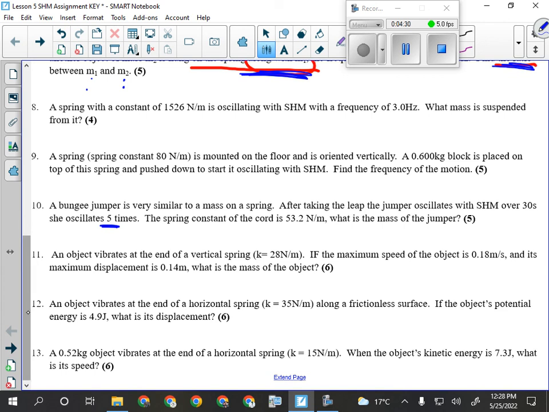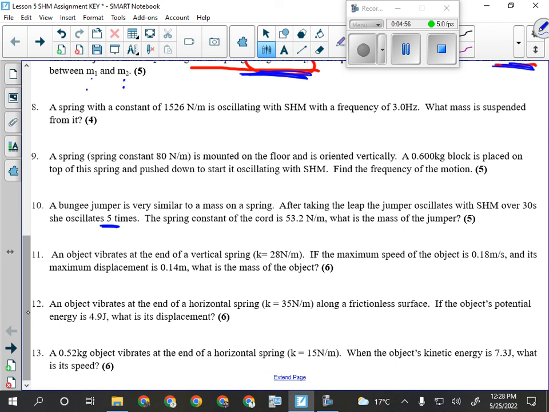For number 11, you've got another spring question, and you're given the maximum speed of the object this time, and the maximum displacement. You're looking for the mass. So we're changing now from questions about period and stuff like that to Hooke's law and conservation of energy going forward.